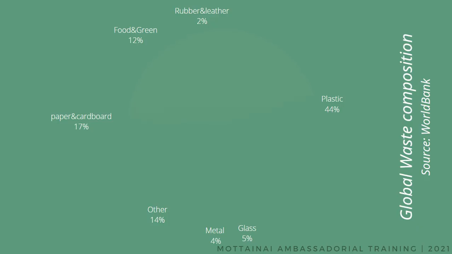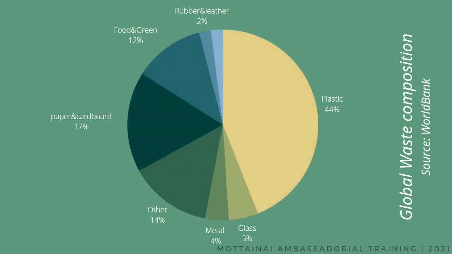According to the World Bank, of all waste produced globally, rubber and leather constitutes 2%, food and grain waste 12%, paper and cardboard 17%, other waste such as hazardous waste 14%, metal 4%, glass 5%, and plastic a whopping 44% of all waste produced globally. That is an alarming figure.